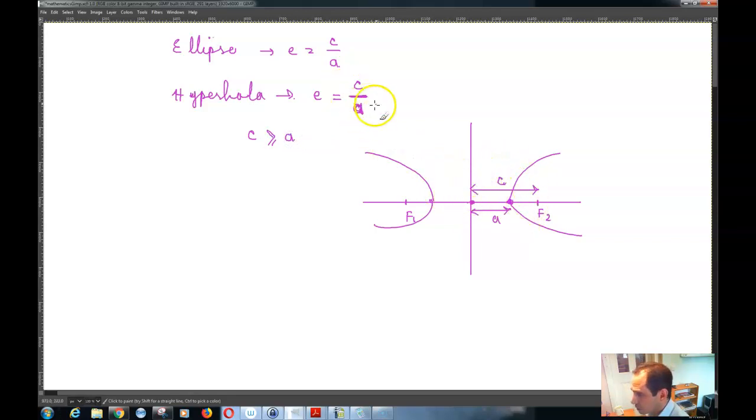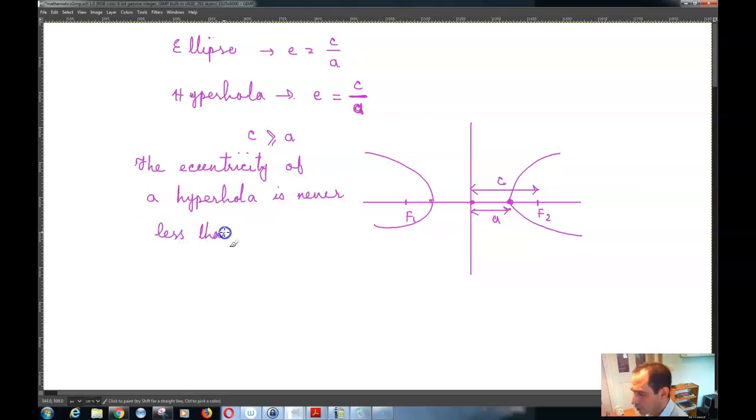And so since the eccentricity of the hyperbola has been defined as c to a, since c is always greater than or equal to a, then you can say that the eccentricity of a hyperbola is never less than 1. It is never less than 1 because c is always greater than a.